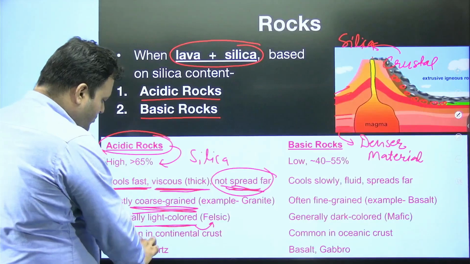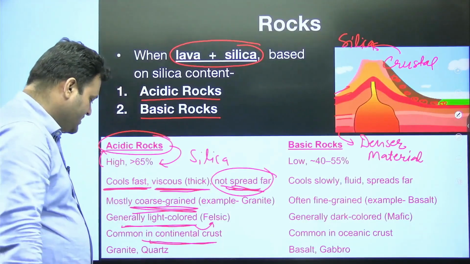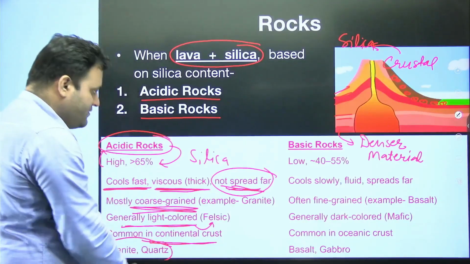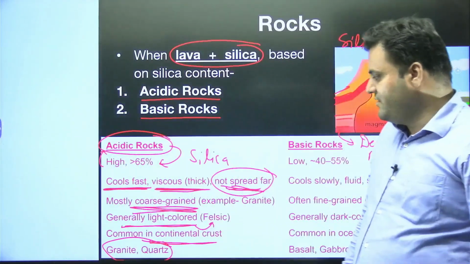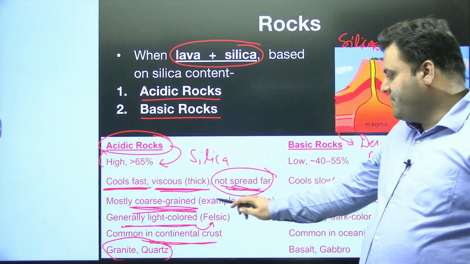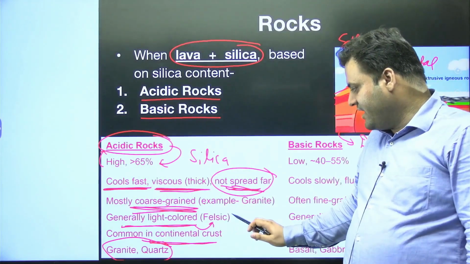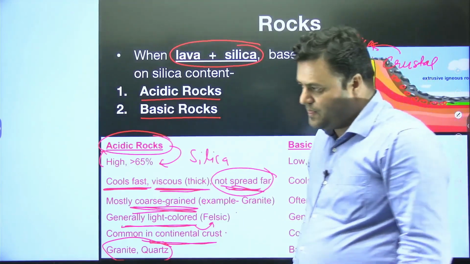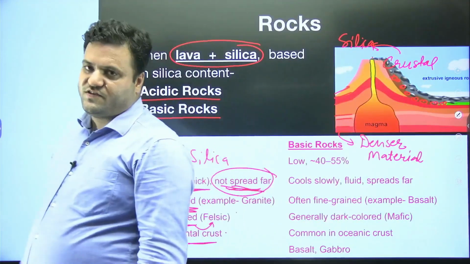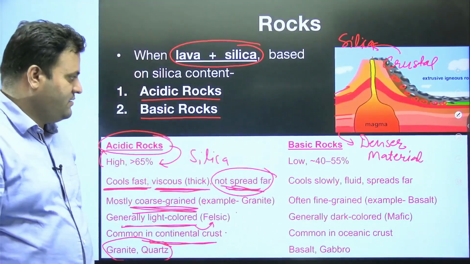And they are usually found in the earth's crust. Granite is an example of this, and in the last slide I showed you the image of granite, in which you can see that we have coarse grains and a light color, and a common appearance in the continental crustal parts as well.